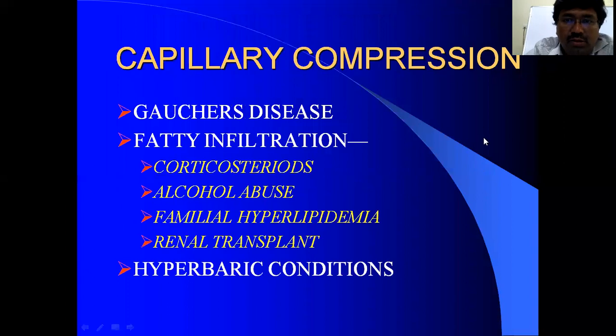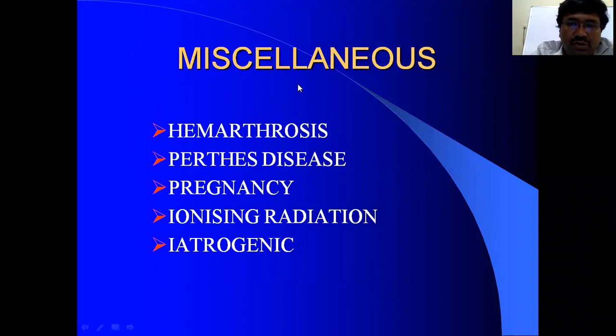Next is capillary compression. This occurs in Gaucher's disease, which is a glucocerebrosidase disease. Fatty infiltration is another condition, which occurs in corticosteroid abuse, alcohol abuse, familial hyperlipidemia, and renal transplant. Next are hyperbaric conditions, where the capillaries will also get compressed. Other causes of ischemic changes are hemarthrosis, Perthes disease, pregnancy, ionizing radiation, and iatrogenic causes. I'll tell you about each condition in detail. The majority of the cases are iatrogenic.